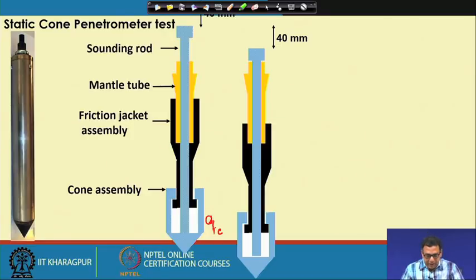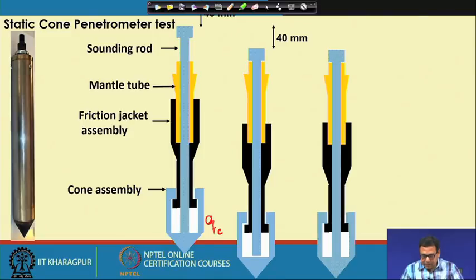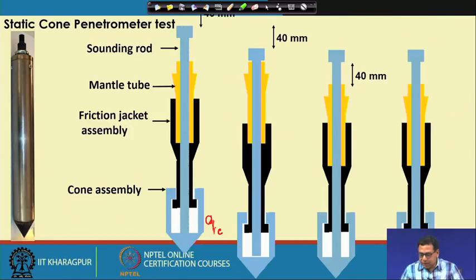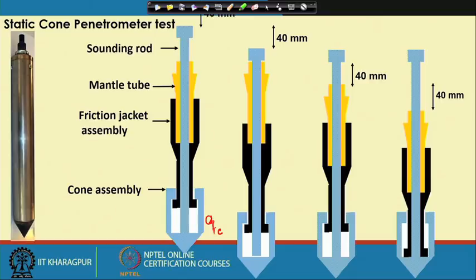This is the second stage. Now in the third stage, the mental tube is pushed by 40 millimeter, and in the fourth, final stage, the mental tube and the friction jacket both are pushed by 40 millimeter. So, total 80 millimeter penetration is there, 40 plus 40, and this fourth stage is the original position when we started the test. So, these are the 4 stages.